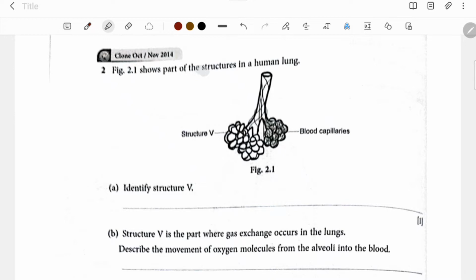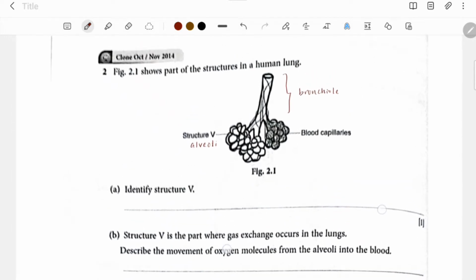Okay, so figure 2.1 shows part of the structures in the human lung. So this part should be the bronchiole, and then this part, structure V, is alveolus, but more than one. So this one is alveoli lah. Okay, and then this one is the blood capillaries. Okay, this one is the gaseous exchange part lah.